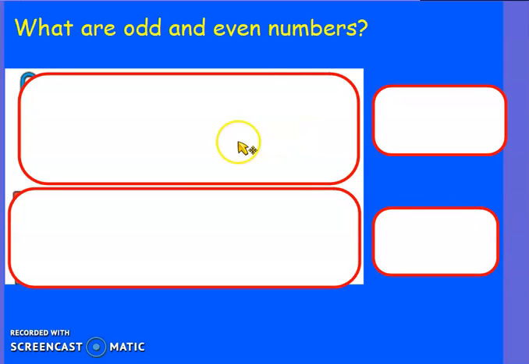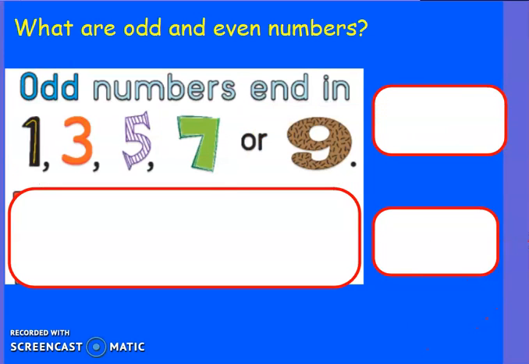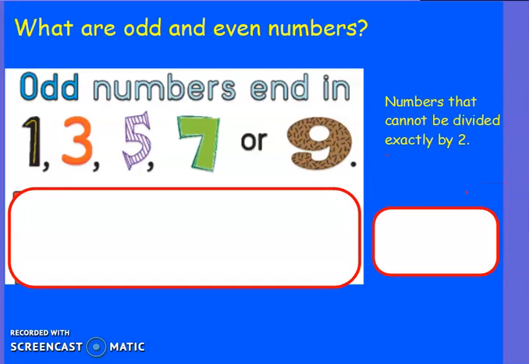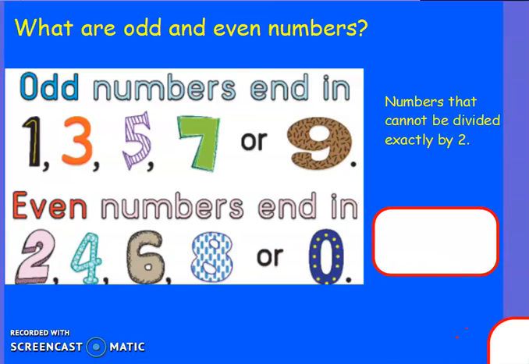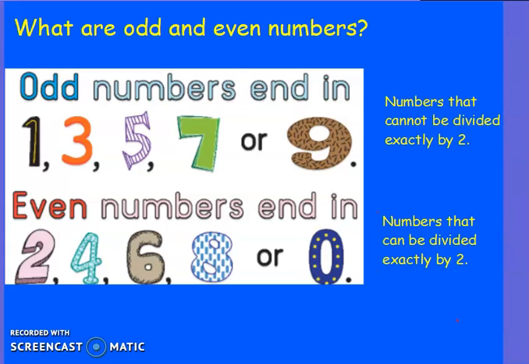Hopefully you will have remembered that odd numbers always end in 1, 3, 5, 7 or 9. They're the numbers that cannot be divided exactly by 2. I hope you remembered that even numbers are opposite to odd numbers. They end in 2, 4, 6, 8 or 0. Even numbers are numbers that can be divided exactly by 2.